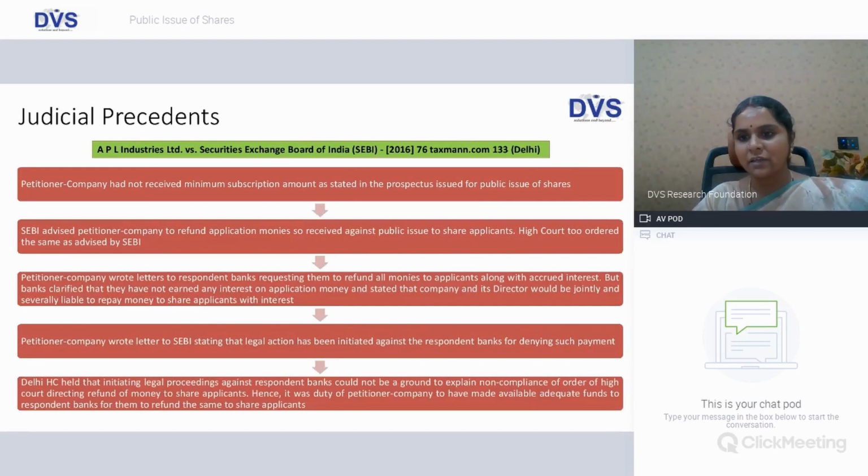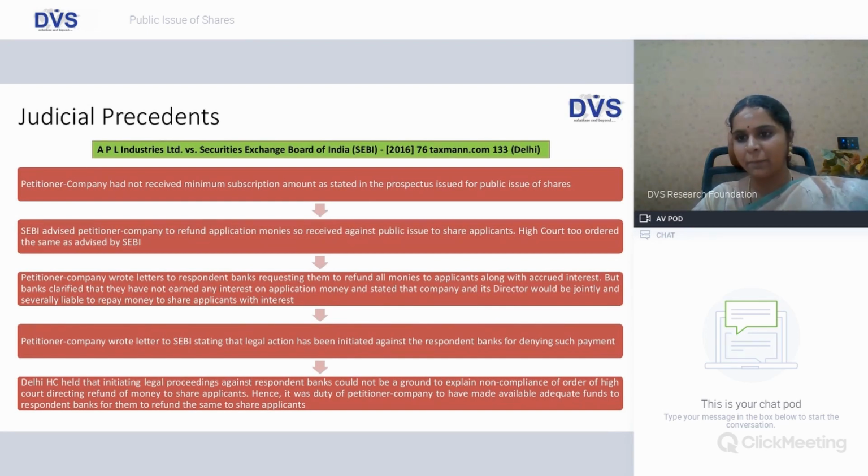Finally, we have an interesting case law on the subject. So we read in the previous slide that if the minimum subscription money is not received by the company, then it is a statutory obligation for the company to refund the money back. There cannot be any excuse to adherence to the provision of section 39, and if the company is not refunding the money back, they cannot make an excuse stating that due to some litigation or impending litigation with the bank, they have not refunded the money. The obligation is without any compromise, and this is what is held in this judgment by SEBI.